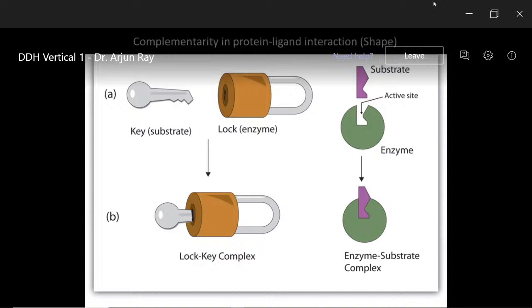Like a lock and key, only the correct size and shape of the substrate, which is the key, would fit into the active site of the protein, which would be the keyhole. The lock and key theory was first postulated by E. Fischer in 1894. And it shows the high specificity of enzymes. However, this model did not explain the stabilization of transition states of the enzymes.